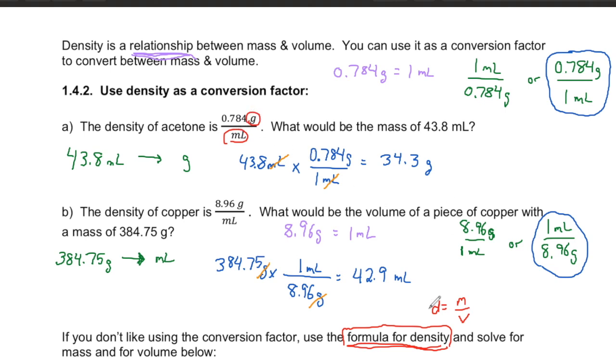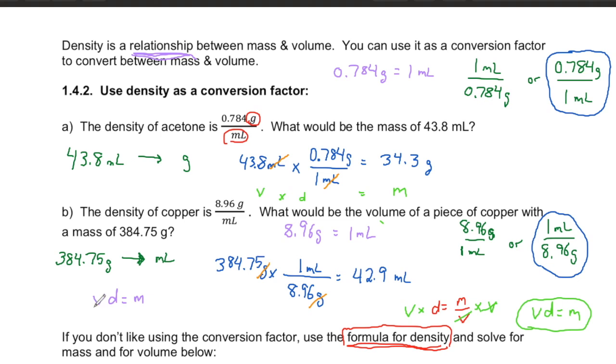If we multiply both sides by volume, then we are left with volume canceling, we are left with volume times density equals mass. So here we go, volume times density equals mass, and that's exactly what we did here. We took the volume, we multiplied it by the density, and we got the mass. So if you had used this formula instead, you would have done the same thing and gotten the same answer.